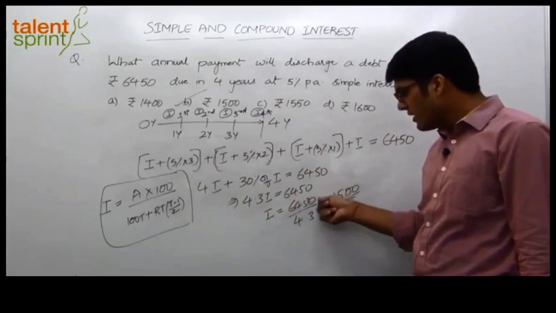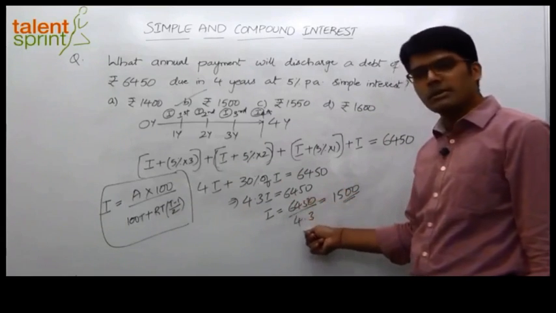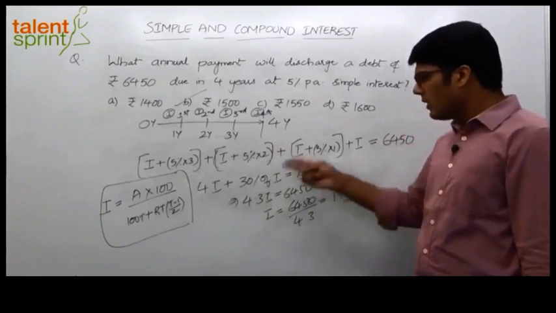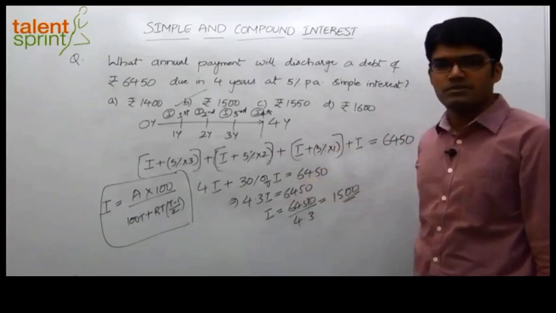So 6450 into 100 by 430 will give you 6450 by 4.3. Remember the shortcut formula or do this calculation, whichever is your convenience.